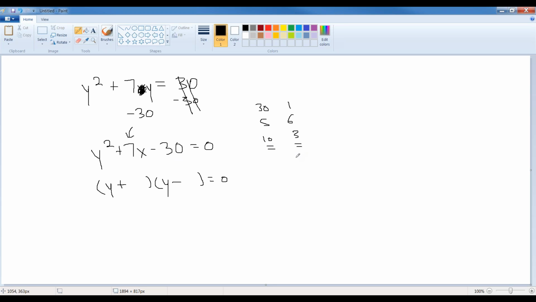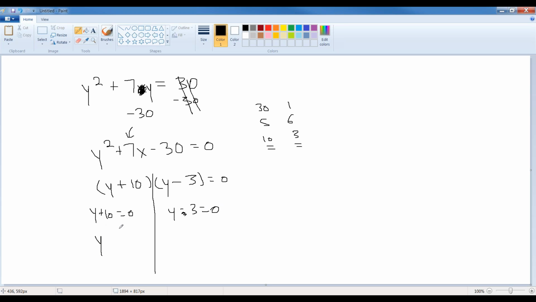Remember, adding and subtracting is the exact same thing. So therefore, if this is a negative, and you make this into a negative 3, and this into a positive 10, then this will work, because 10 times negative 3 is negative 30, whereas 10 minus 3 is positive 7. Once you have this, then simply break them up and say each side is equal to 0. Because if this is equal to 0, the whole thing is 0, and if this is equal to 0, the whole thing is 0. So you have y plus 10 equals 0, and y minus 3 equals 0.